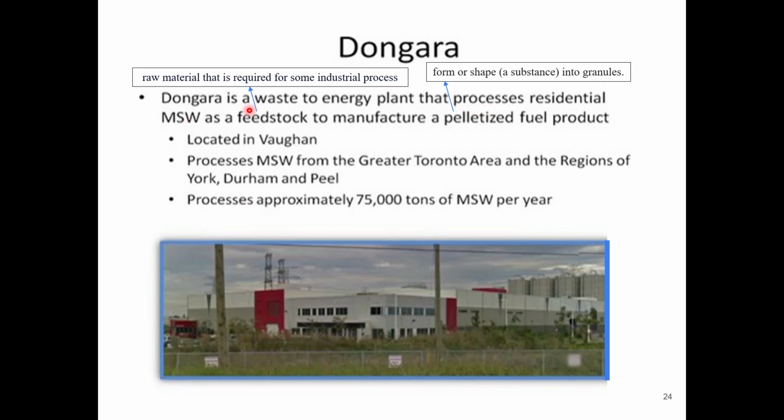So how does the Dongara plant convert waste to energy, in terms of developing a pelletized fuel product from feedstock, which is basically a waste material? Okay, so we will study that. This plant is basically located in Vaughan. Vaughan is a small municipality town in Canada. The plant processes MSW from the Greater Toronto area and the regions of York, Durham and Peel. It processes approximately 75,000 tons of MSW per year. Okay, so this is the picture of that plant.